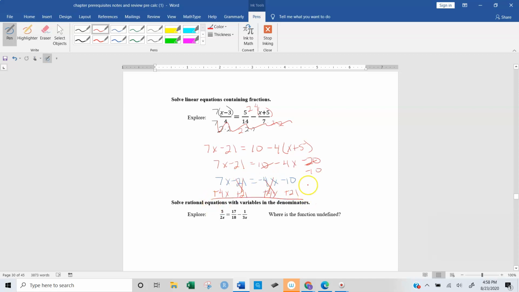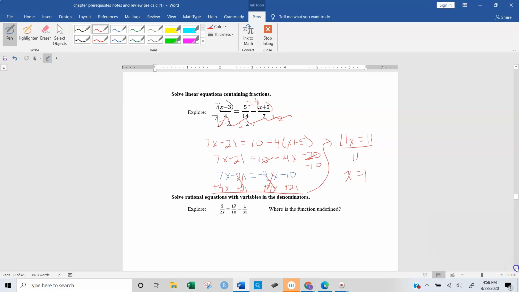If you need to, that's fine. I'm going to move up here to continue my problem. So now we have 7 and 4, which is 11x equals 11. Divide by 11 and x equals 1. Did you do well? All right, I want you to try again. This is the same thing, except now it just has a variable. So give it a shot.